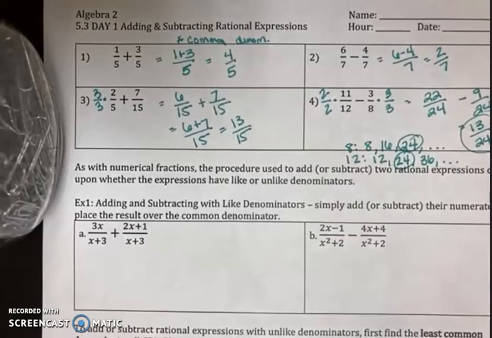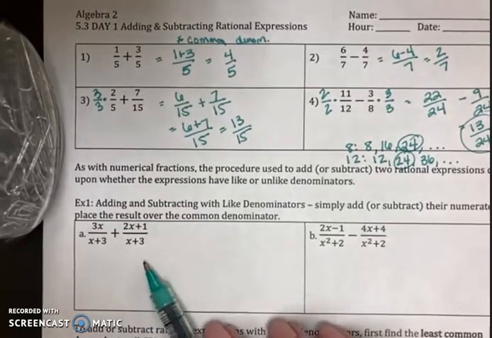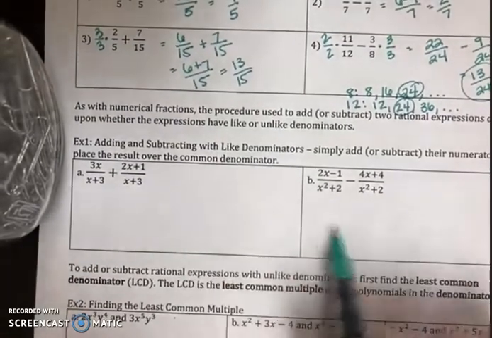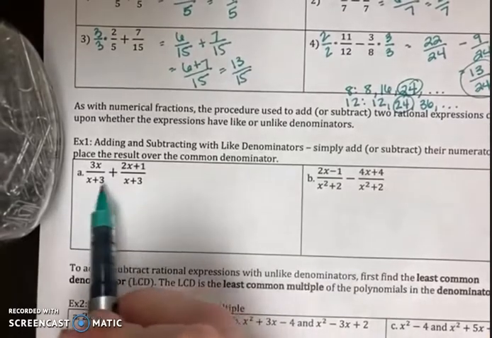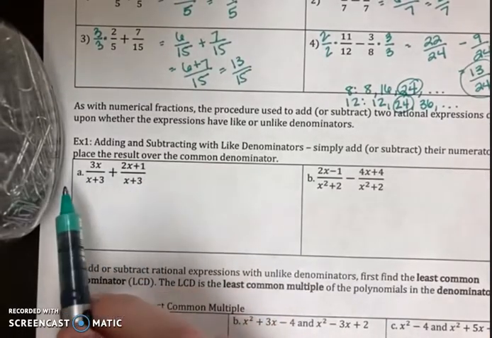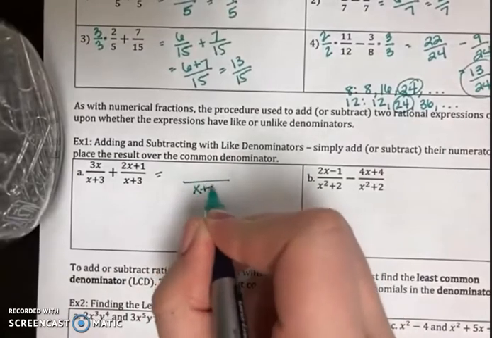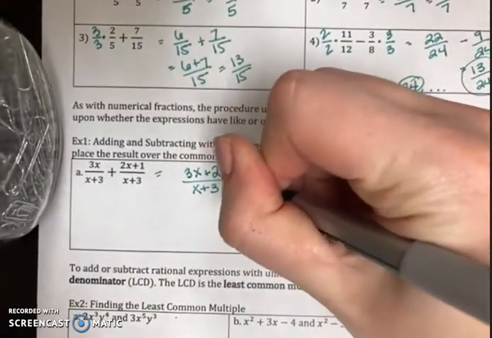Alright, now, the reason why I had us do this as a warm-up is because, as with numerical fractions, which is what we did here, the procedure used to add or subtract two rational expressions depends upon whether the expressions have like or unlike denominators. For example, when we're adding or subtracting in example 1, both examples already have common denominators. It's really, really nice when this happens, because if I have a common denominator, I don't have to multiply the terms by anything, I can go ahead and perform the operation. So this whole thing's going to be over x plus 3, and I can go ahead and add. So I have 3x plus 2x plus 1.